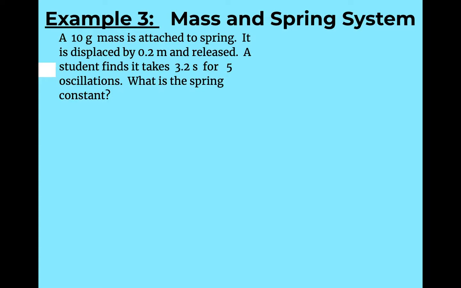So let's take a look at an example. This is our third example for simple harmonic motion. Example 3, mass and spring system. So you have a 10-gram mass attached to a spring. It is displaced by 0.2 meters and released. Okay, so this is technically the amplitude. 0.2 is technically the amplitude.